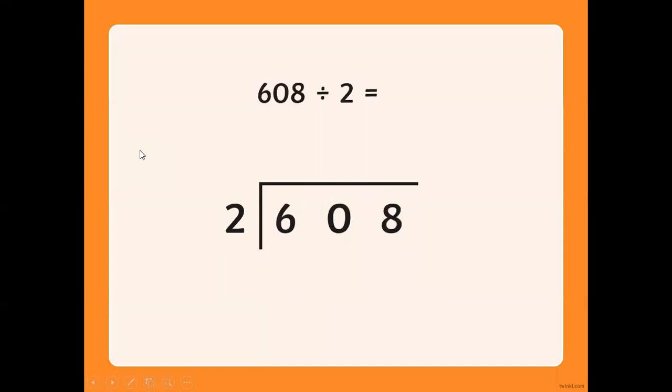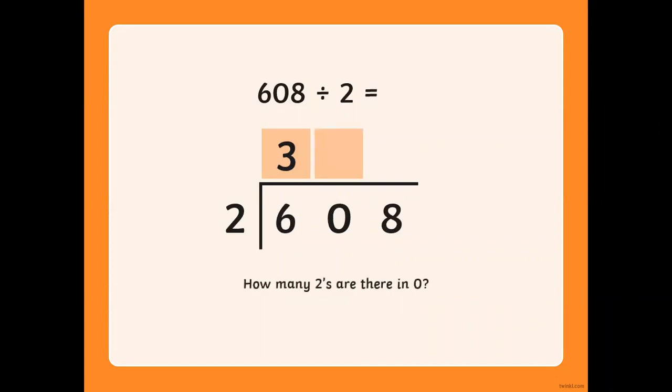Okay, one more last question. 608. What if there's a 0 somewhere in the middle of the question? So start with how many 2s are there in 6. Of course, you get your answer 3. At this point, there's no remainder. So there's nothing to carry to the next house. So it's a 0 there.